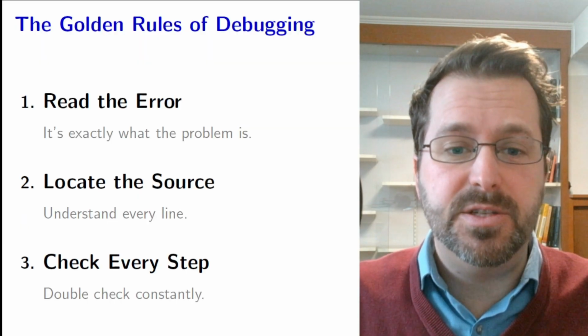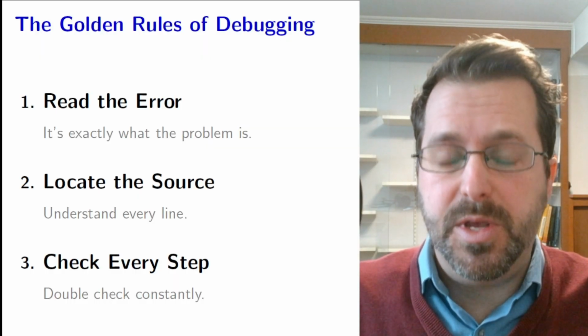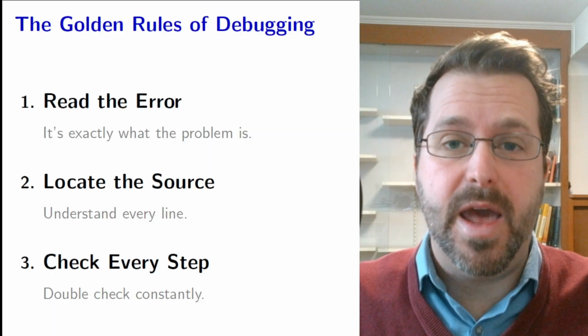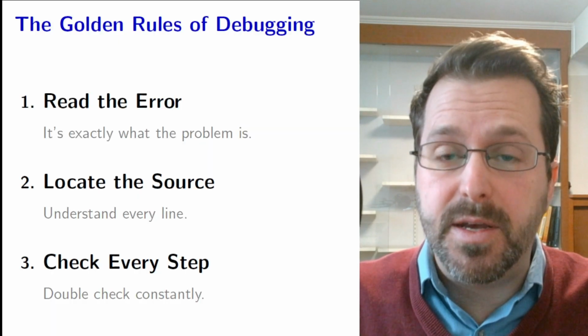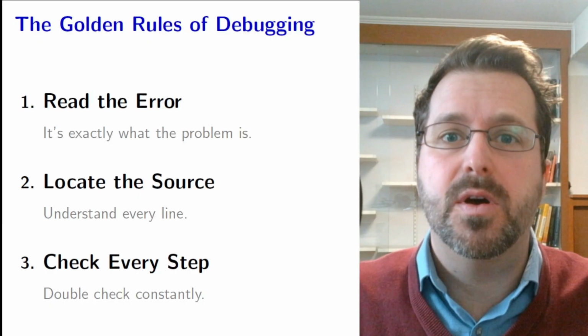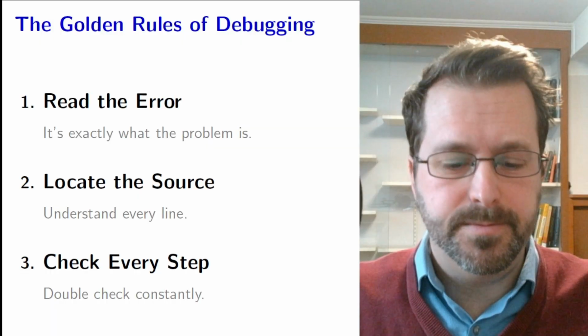The last thing is just check every step to verify that it's actually doing what you intended. This involves reading the output window to make sure that the logic is correct, but also checking your data to make sure that the calculations are occurring exactly as you intended. All right, let's put this to practice.